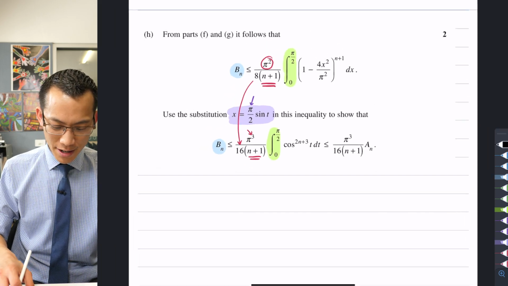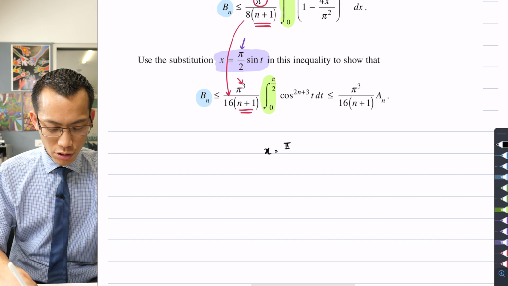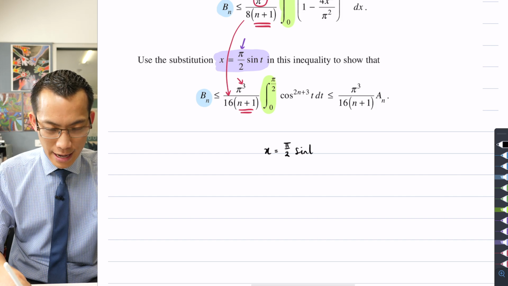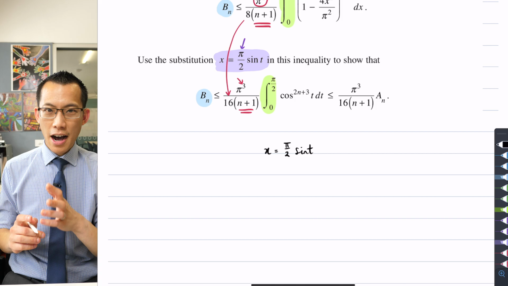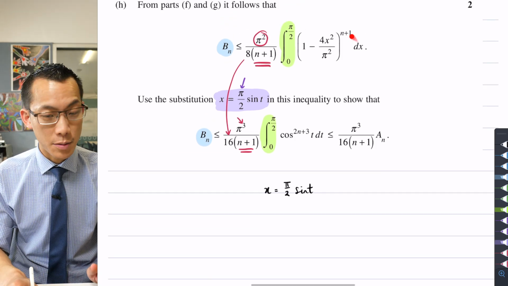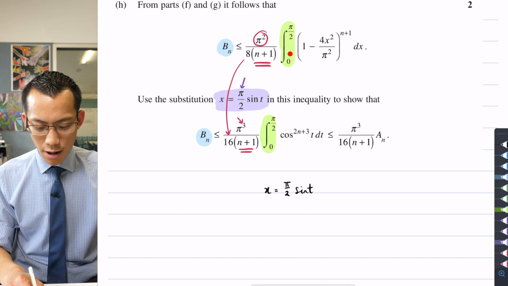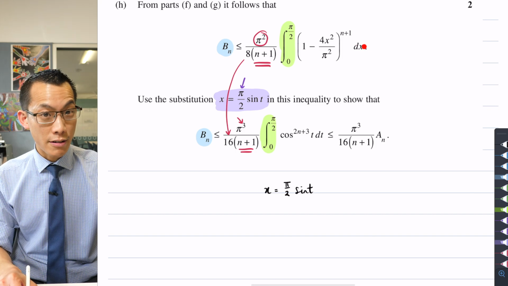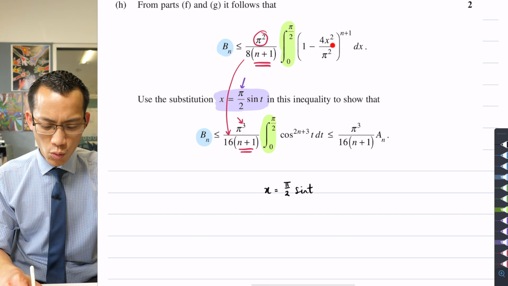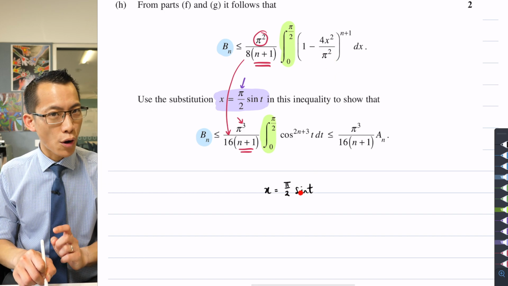Let's have a go. I'm going to start by writing the substitution they've handed us, which is x equals pi on 2 sine t. From here, I'm going to do all the normal things that I need to in order to make a substitution. You can see up here, I'm going to have to change some boundaries. I'm going to have to change my variable of integration. And there's also this x squared term here. I want to deal with that and make sure I've got all the right pieces in terms of t.